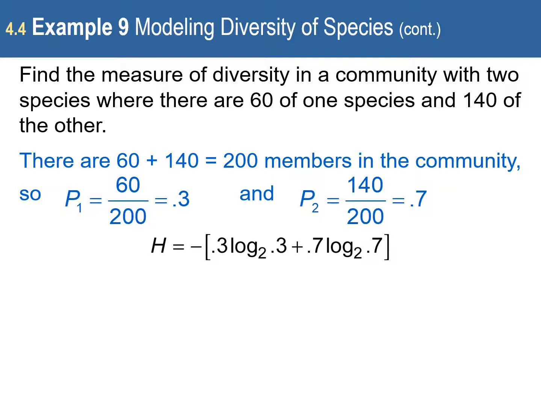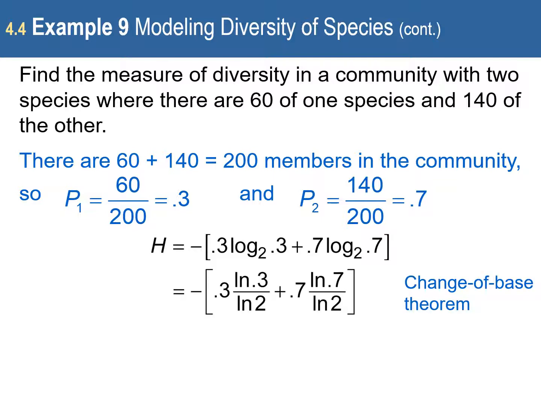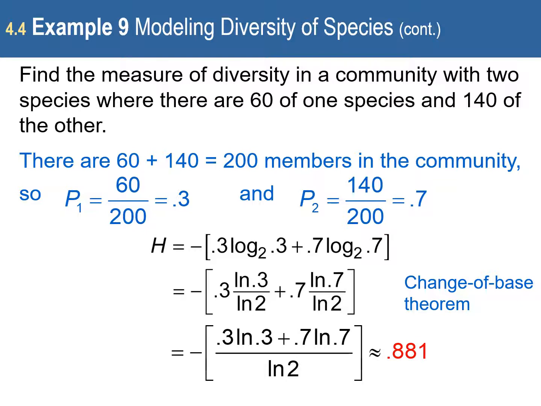So H is minus 0.3 times log base 2 of 0.3 plus 0.7 times log base 2 of 0.7. You can use a change of base formula and a calculator. And you get this as about 0.881.